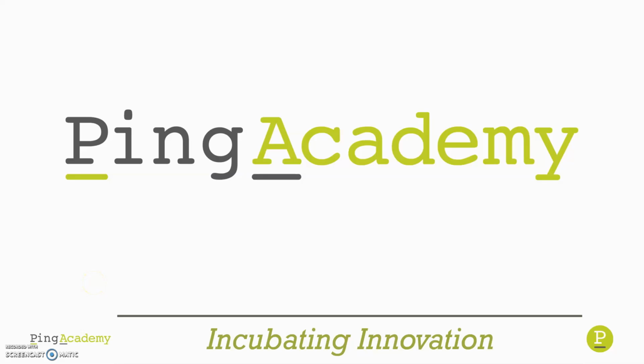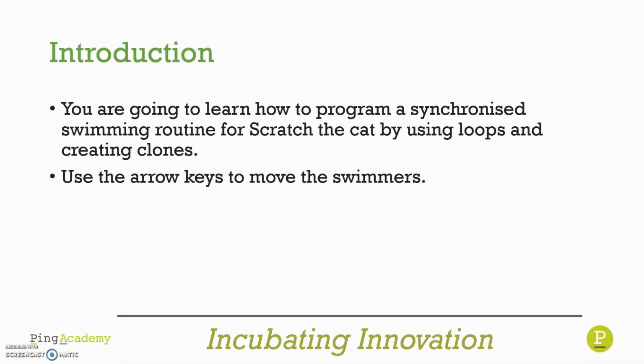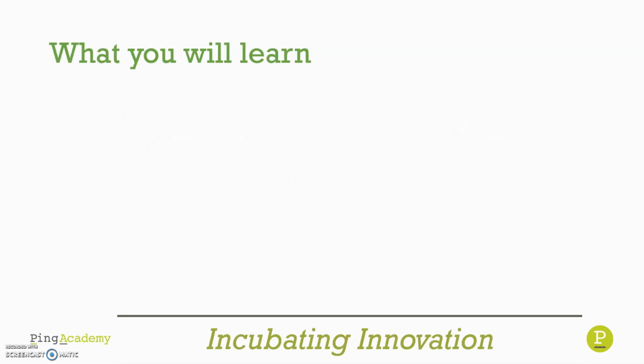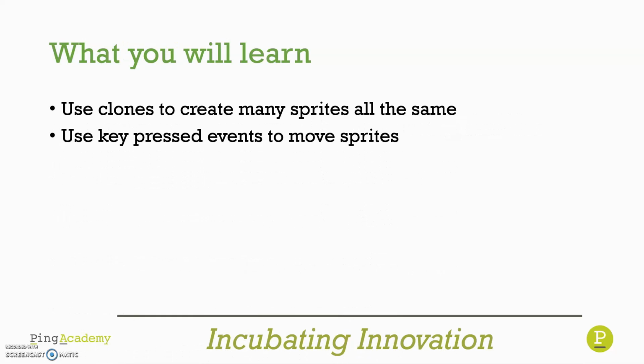And welcome to a brand new video where we'll be creating more games on Scratch. In today's video, you're going to learn how to program a synchronized swimming routine for Scratch the cat by using loops and creating clones. Use the arrow keys to move the swimmers. What you will learn: use clones to create many sprites all the same, and use key pressed events to move sprites. So let's get down to the game.